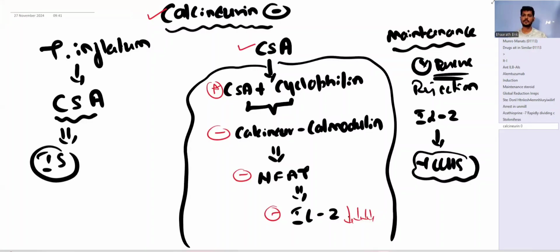They can be used as maintenance agents only, because in a rescue agent, you need to inhibit something that has not yet been produced. But here, interleukin 2 is already produced and it is in large numbers, and inhibiting its production will not have much effect. That is why cyclosporine A was used as maintenance agent only. This is the first problem with this.